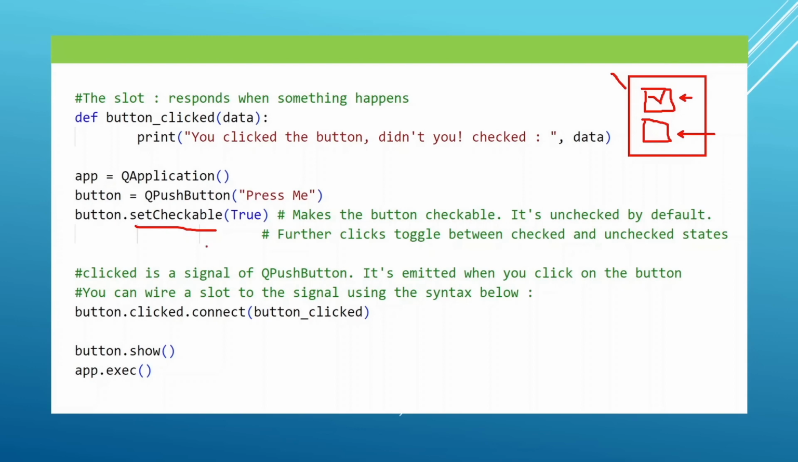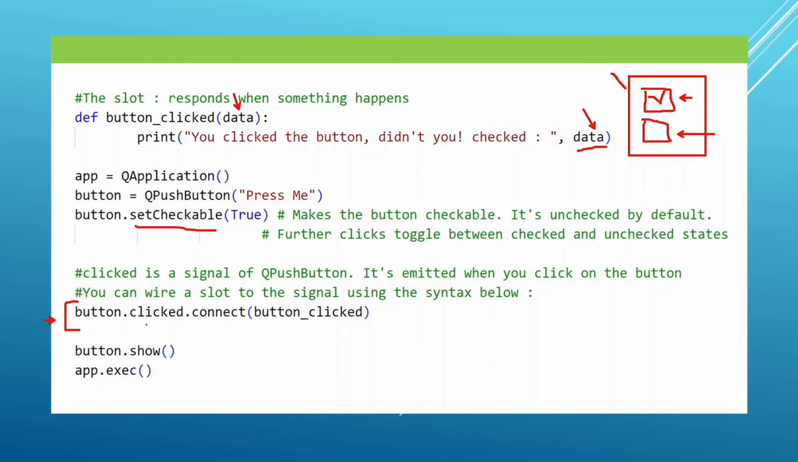But we are doing this because we know when it emits the clicked signal, it can also give us information whether it is checked or not. And we are going to be printing that state in this print statement here. So we are just going to say print, and we are going to print the data parameter that we get in this function here. And we are just doing the usual connection we did before.